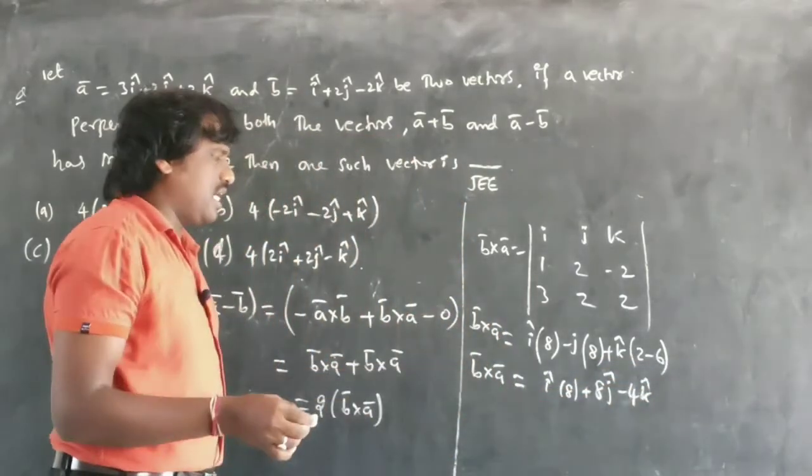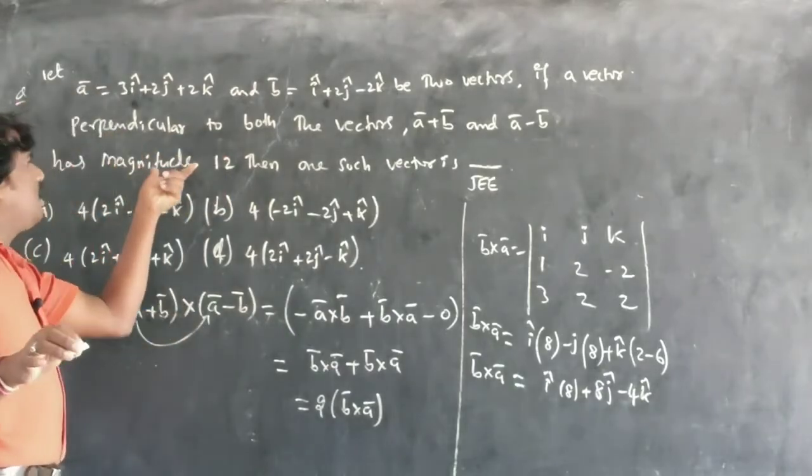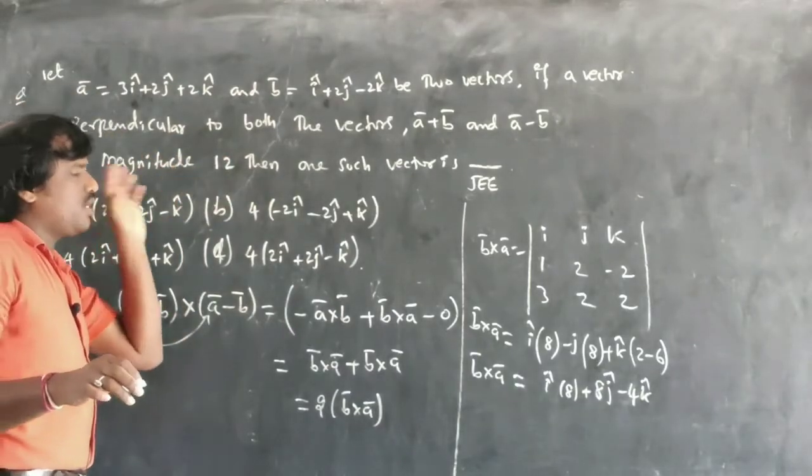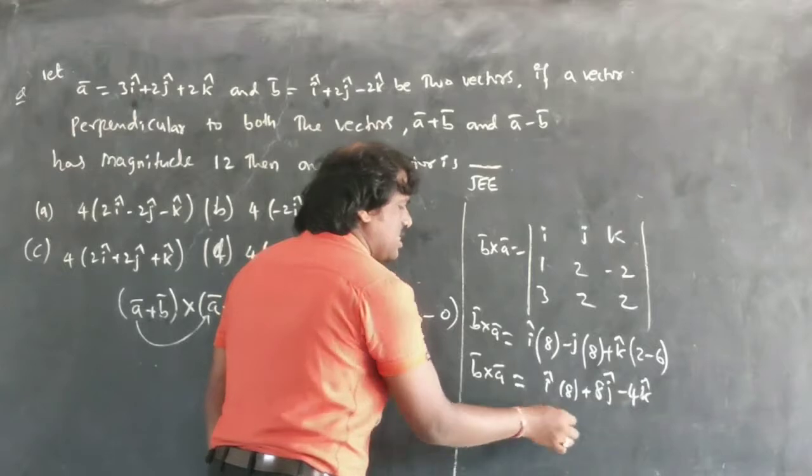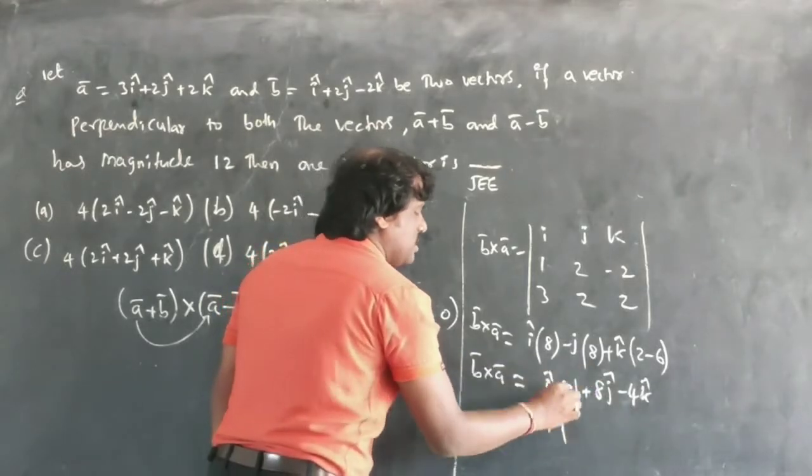This is B cross A, and you have to find the magnitude of this, right? So what do you do here? You just take out 4 common. What remains here?